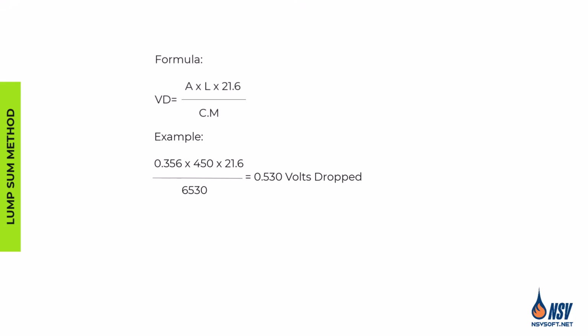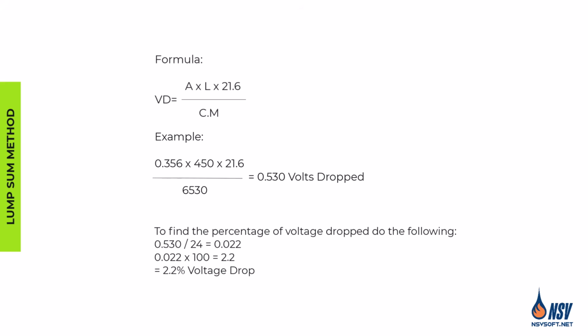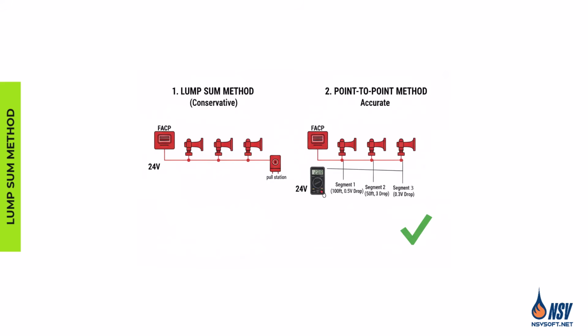This example uses the lump sum method to confirm that a 0.356 amp circuit running 450 feet of 12 AWG wire will result in a 0.530 volt drop. This final step shows you how to convert the voltage drop into a percentage by dividing the lost voltage, 0.530 volt, by the circuit starting voltage, which is 24 volts, and multiplying by 100, confirming this circuit has a safe 2.2% loss.